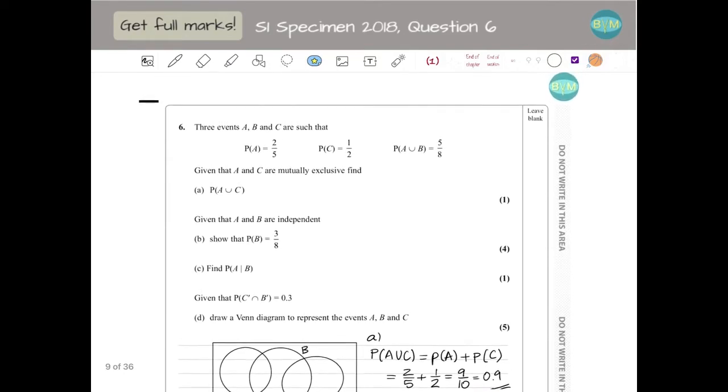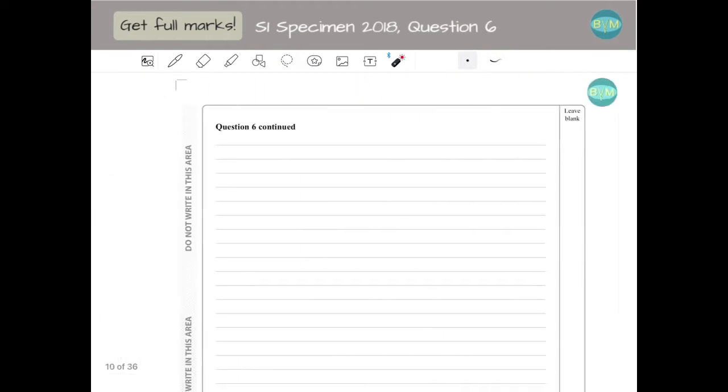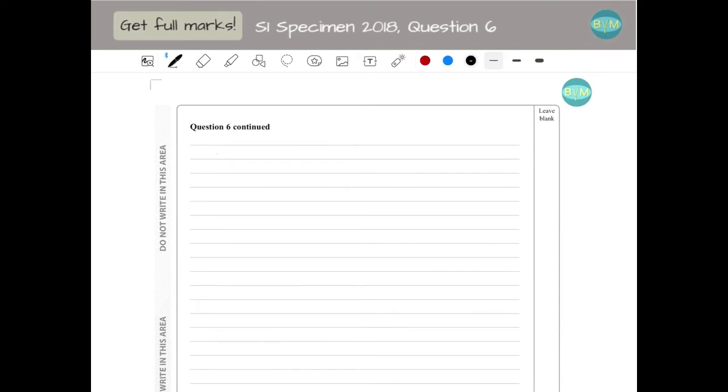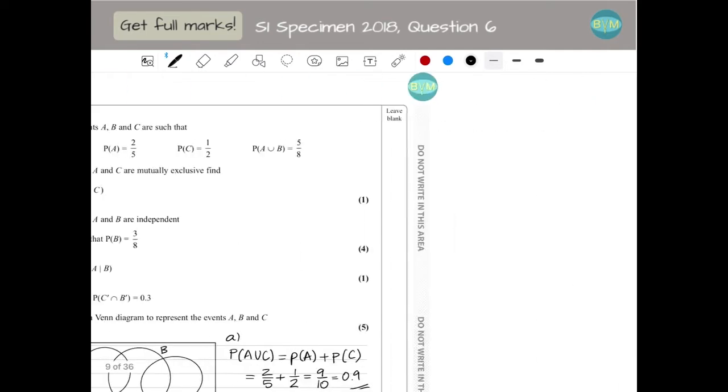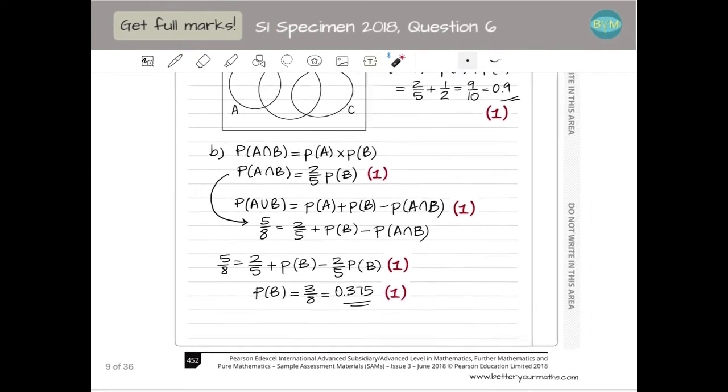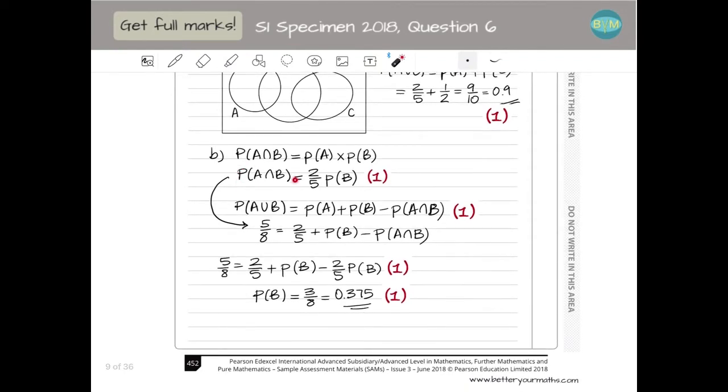Then for C, it's just 1 mark because it's quite simple: probability of A given B. Remember, this is the probability of the intersection of A and B divided by the one that is already happening, which is B, the second one. Probability of A intersection B, I don't have it yet, but I can find it from here. Probability of A intersection B is 2/5 of probability of B.